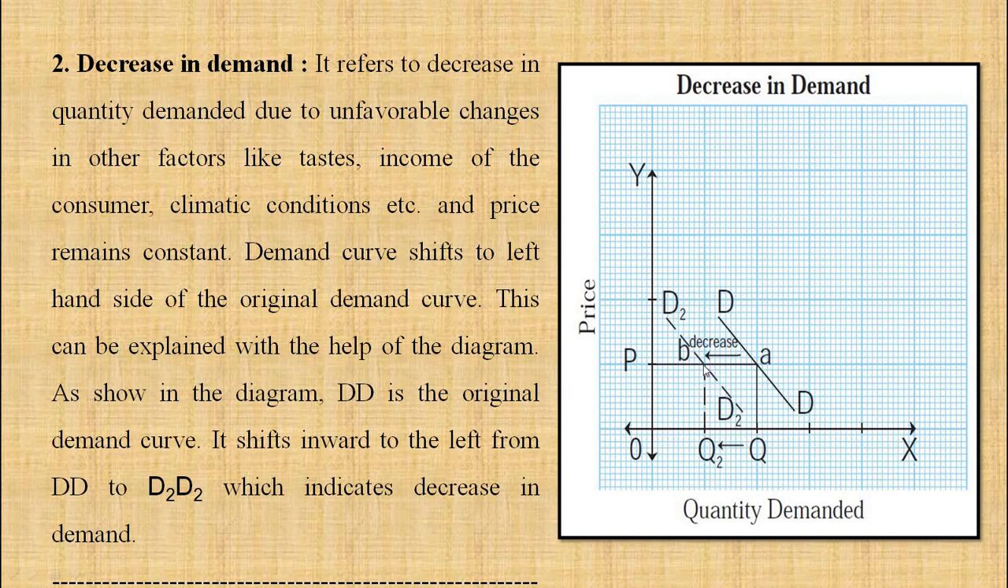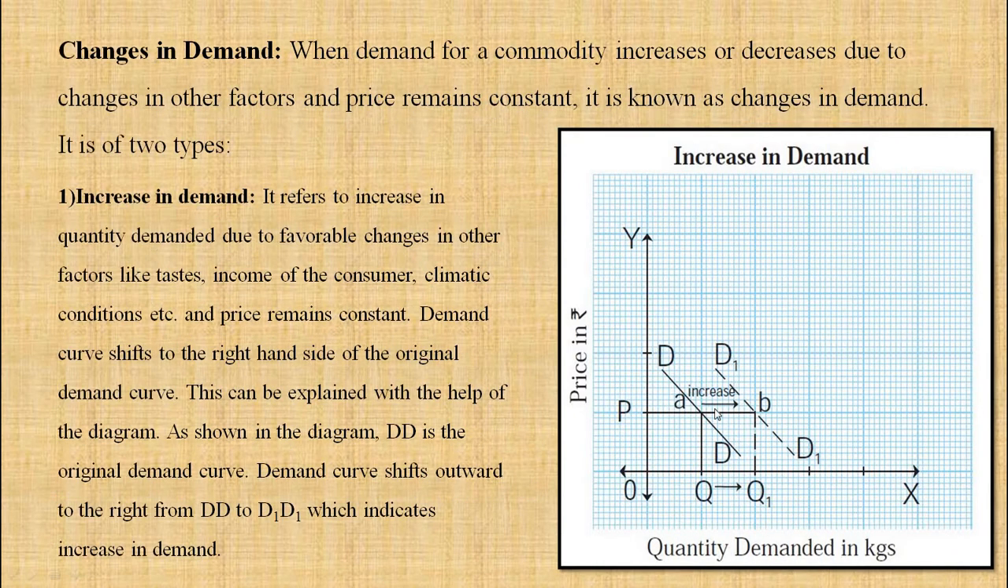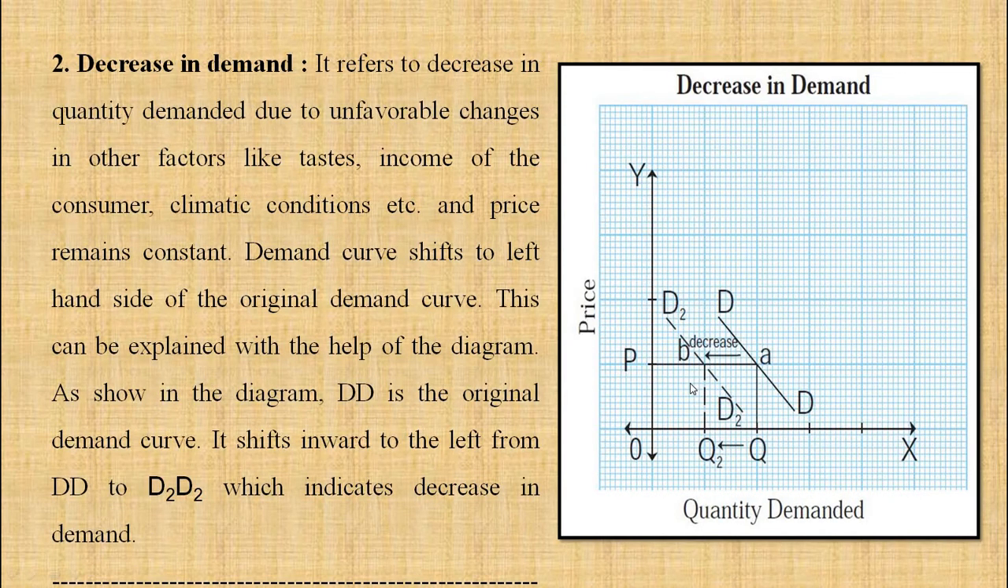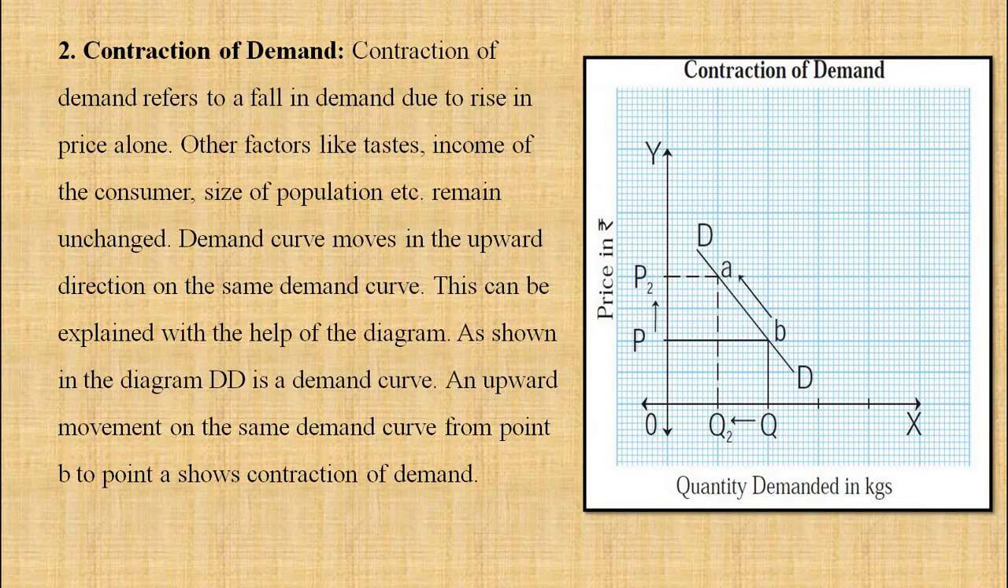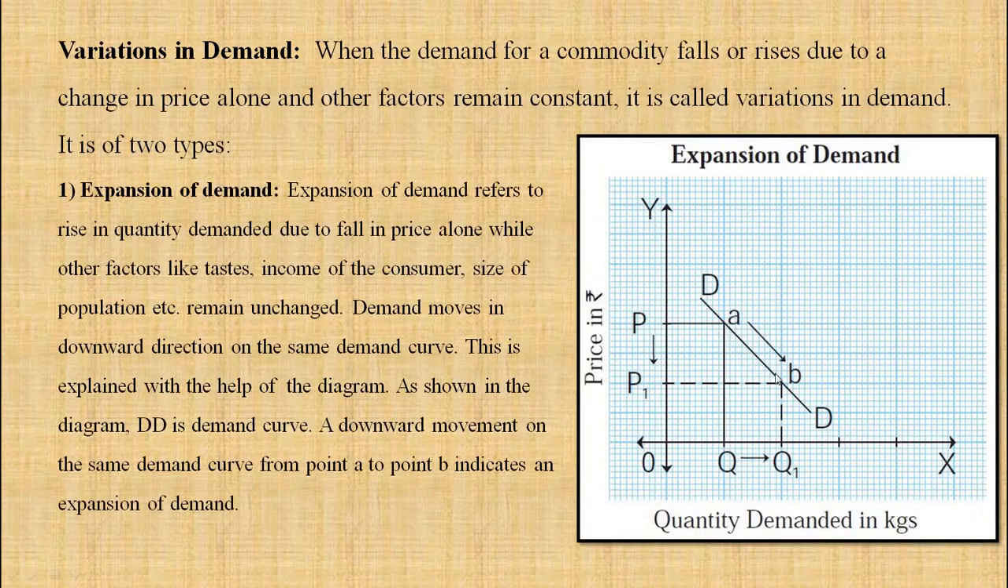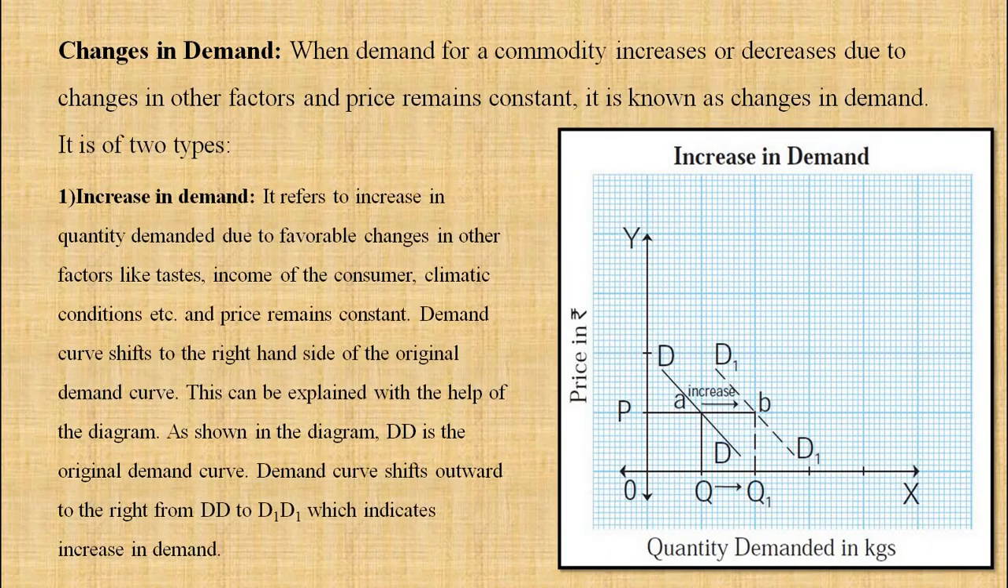In increase in demand, the demand curve shifts to the right hand side. In decrease in demand, the demand curve shifts to the left hand side. And in expansion and contraction, the demand curve remains the same. There is no change in the demand curve, only the upward movement and the downward movement. Upward movement is called contraction, and downward movement is called expansion. This is what you have to understand. So variation is expansion and contraction, and changes is increase and decrease in demand.